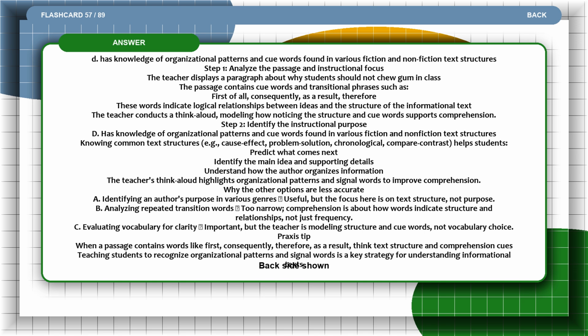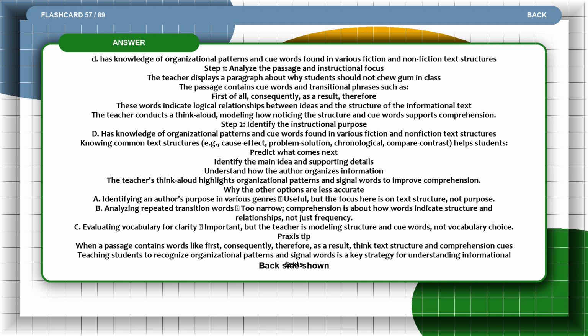A. Identifying an author's purpose in various genres. Useful, but the focus here is on text structure, not purpose. B. Analyzing repeated transition words. Too narrow. Comprehension is about how words indicate structure and relationships, not just frequency. C. Evaluating vocabulary for clarity. Important, but the teacher is modeling structure and cue words, not vocabulary choice.